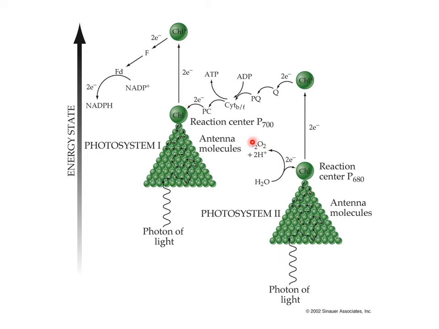So the oxygen that's released to the atmosphere as a result of the light reactions of photosynthesis occur through the breakdown of water, not through the breakdown of carbon dioxide from the atmosphere.